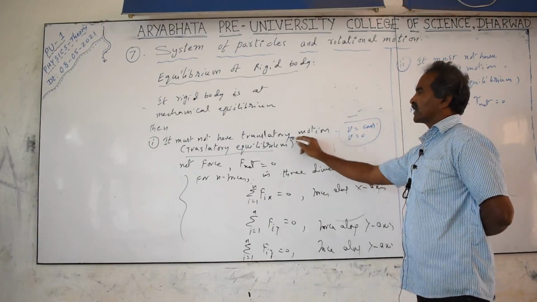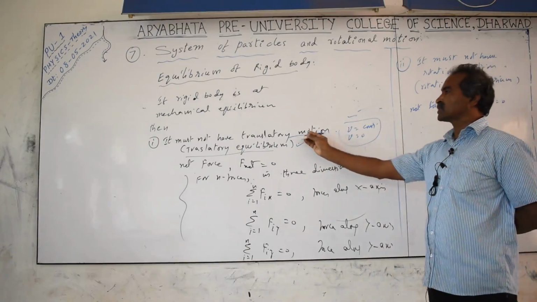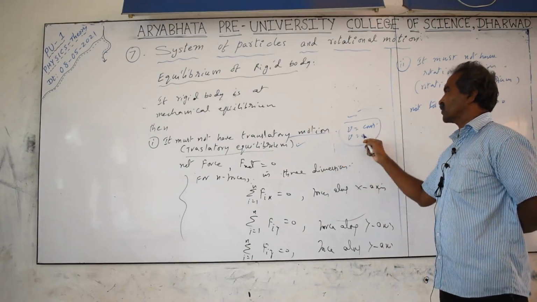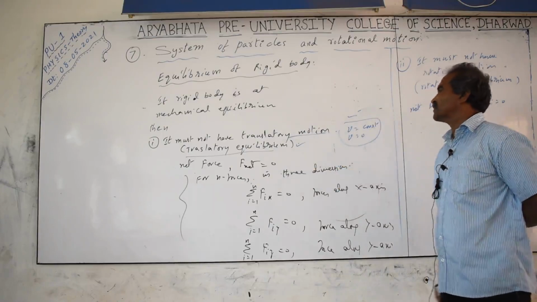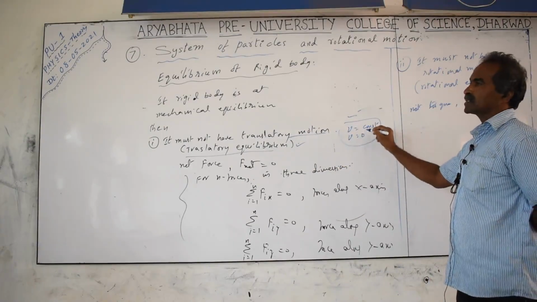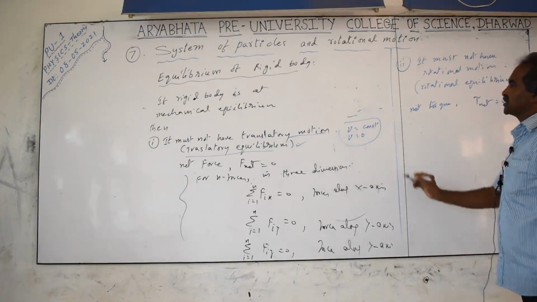Actually this point is not perfectly right. This one is correct, the one we need to consider. If the object is at rest, it should be at rest only, velocity is 0. When velocity is constant, then also net force can be 0. Net force is 0 means acceleration is 0, and when acceleration is 0, velocity is constant both in magnitude and direction.